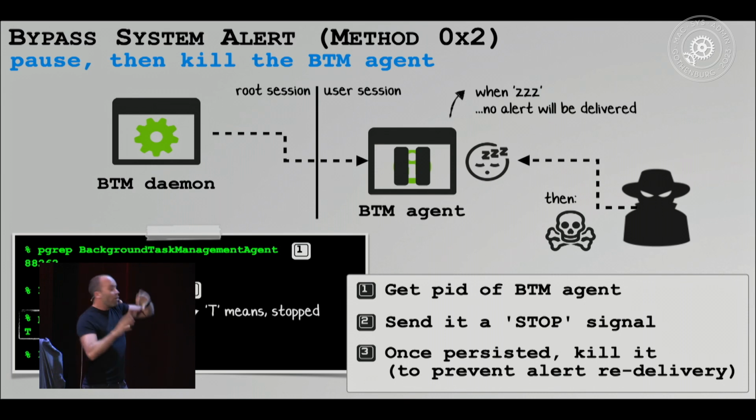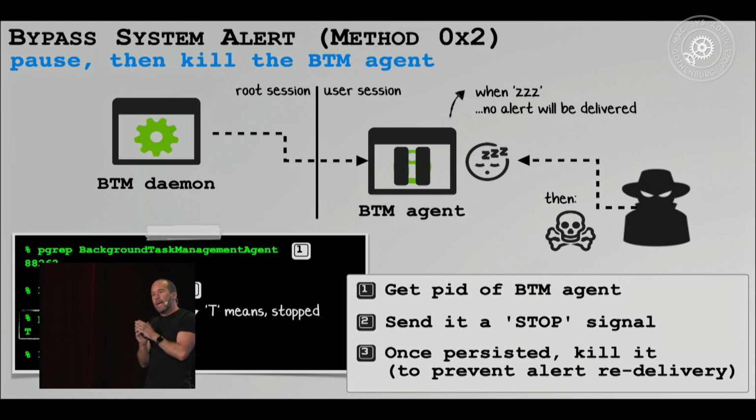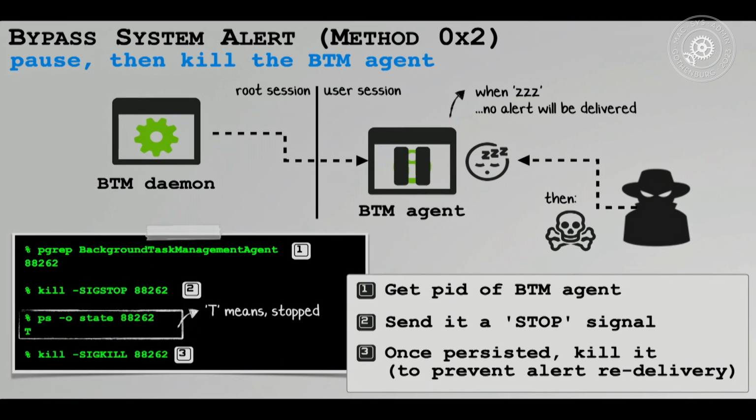Okay, so back to all the pieces of background task management. We have the background task management daemon, and we have the agent running with user permissions. This is important. That displays the alert to the user. So my thought was, the agent is essentially getting this XPC message from the daemon, and then it turns around and generates a notification to the user. So what if I just tell the BTM agent to take a nap, like sleep, chill, and then persist something? Yes, this will cause the BTM daemon to send a message, but if the agent is sleeping, it's never going to actually process that message and display it to the user.